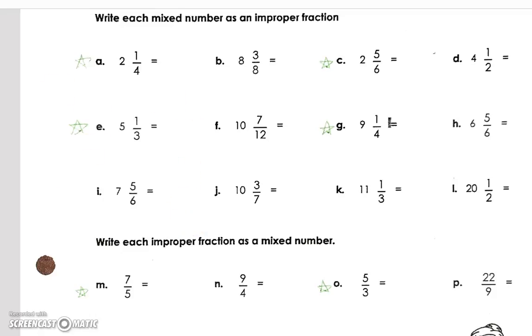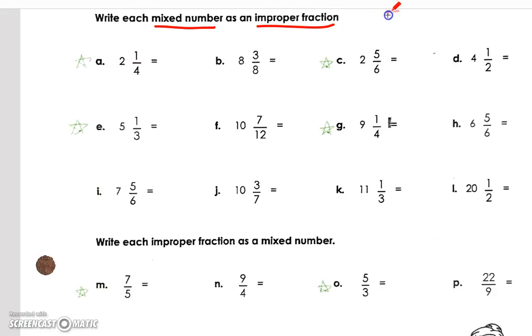Okay, so for tonight's homework, I'm seeing that we are writing each mixed number as an improper fraction. A mixed number is whenever you have a whole number, like 2, next to a fraction, like 1/4, and we're turning that into an improper fraction. An improper fraction means that our numerator, which is the top number of our fraction, is always bigger than our denominator, which is the bottom number of our fraction.